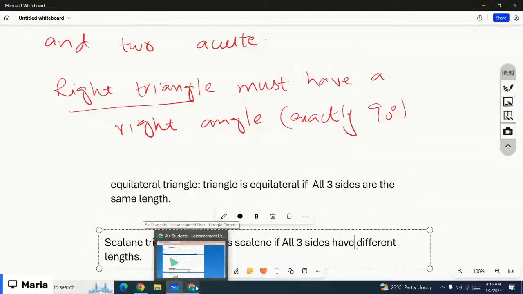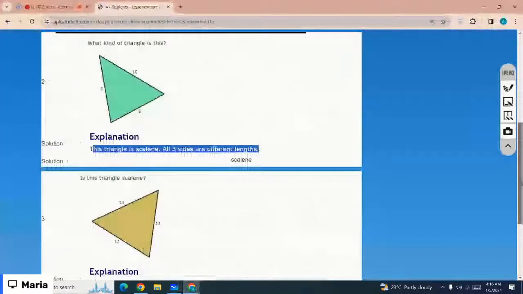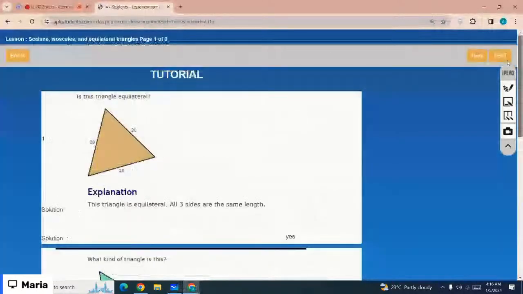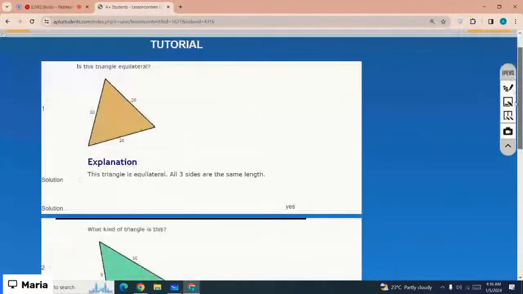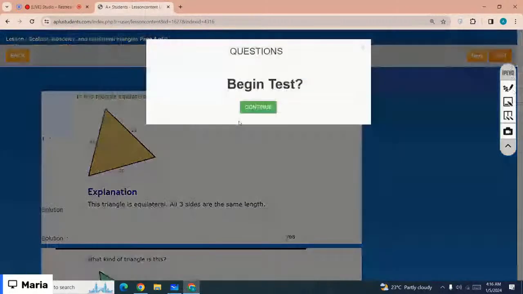So equilateral, scalene, and the third one is isosceles triangle, right? Isosceles triangle is the one that has two sides equal in measurement.